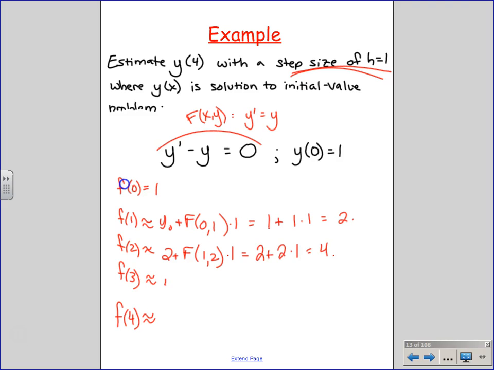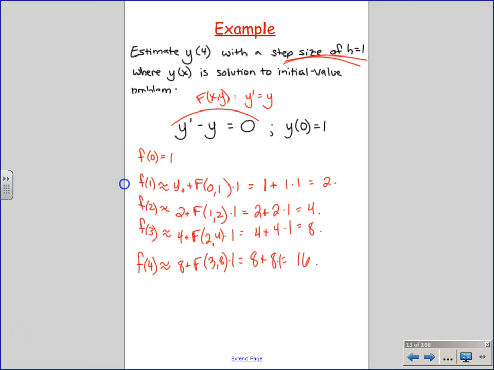Let me keep on going. Now it's going to be f of, what's my point? My h is staying the same the whole time. 4 plus 4. So at the end of the day, what's my approximation from Euler's method?